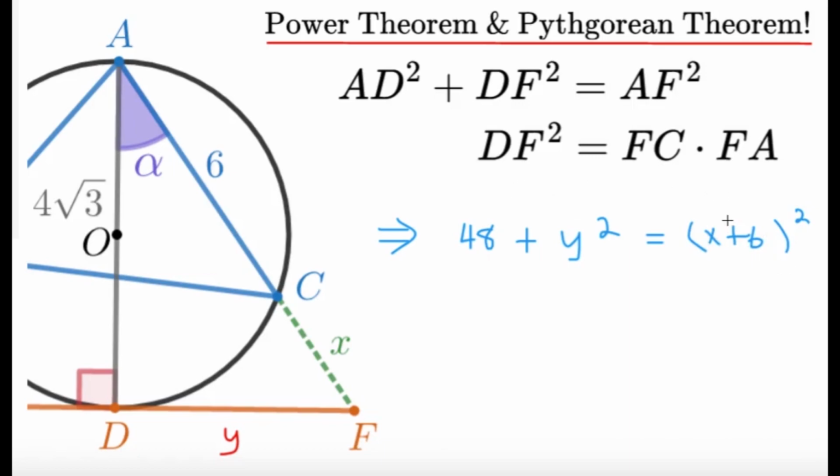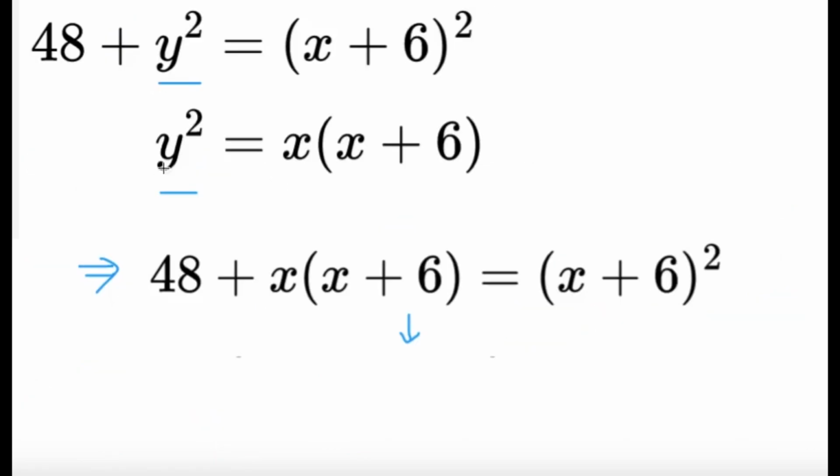And then from the second one, the power theorem, DF squared, y squared, is going to be equal to FC, which is x, times FA, the entire thing over here, which is 6 plus x. So I just write x plus 6 over here. Right, we have these two equations, and we can see a common y squared. That's the motivation. We're going to substitute y squared here with x times x plus 6. That's the substitution you see here.